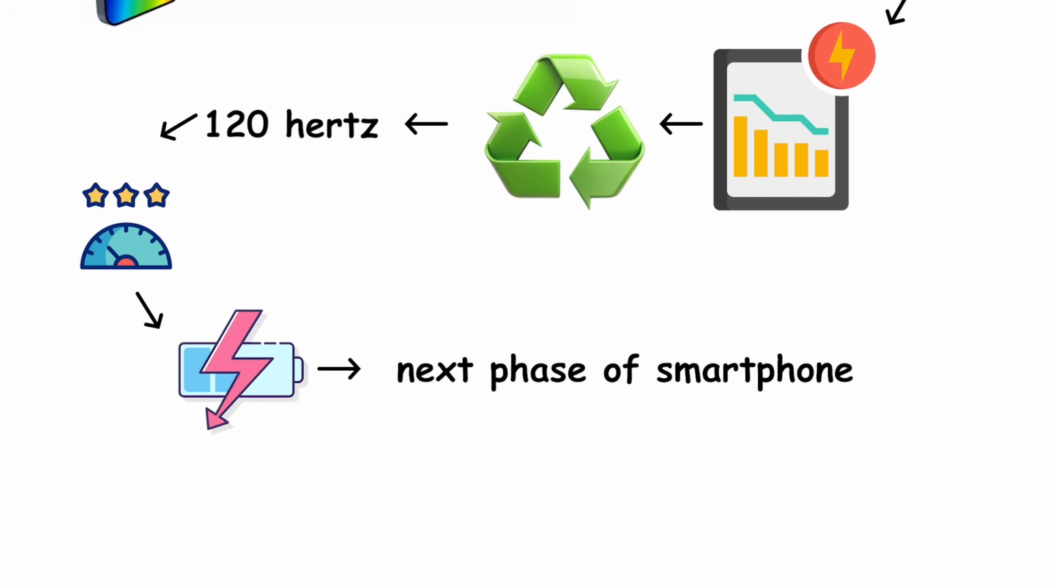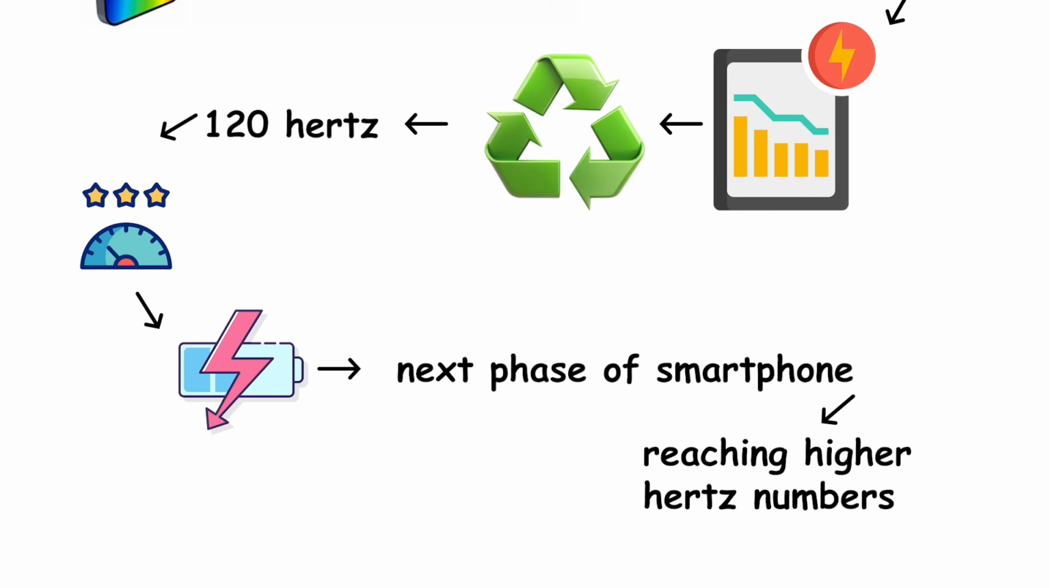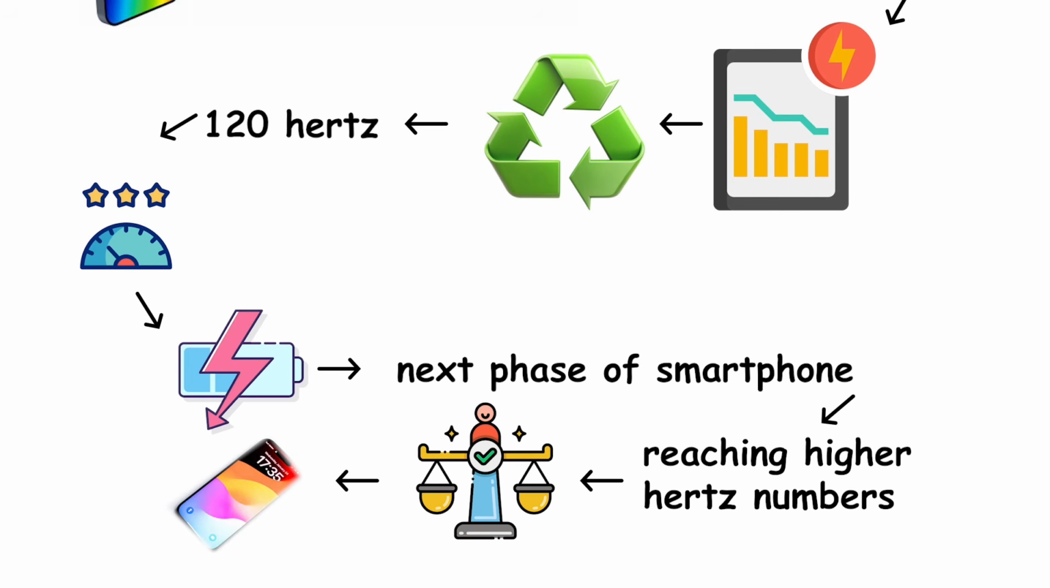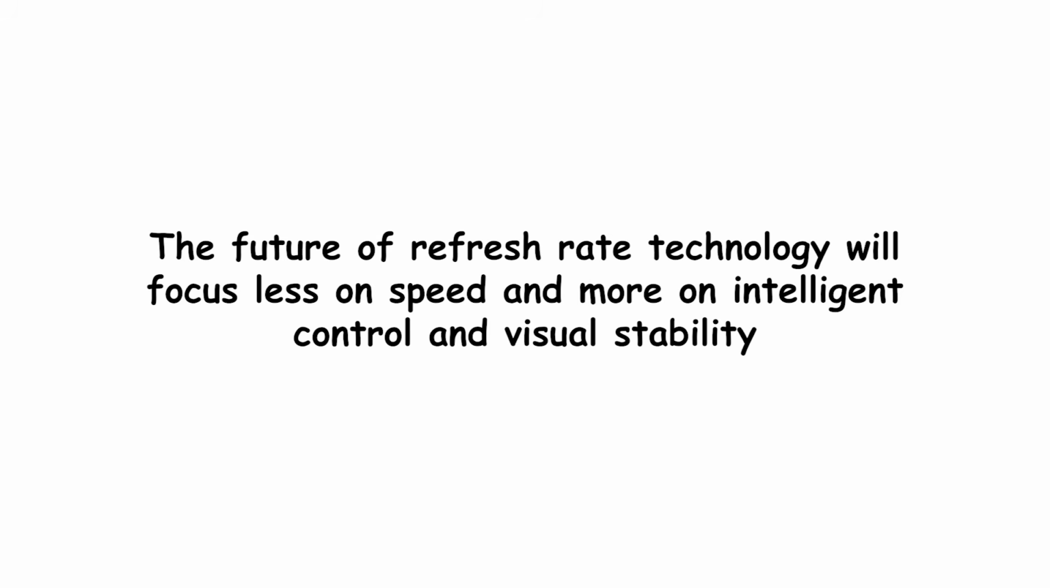Ultimately, the next phase of smartphone display design is not about reaching higher Hertz numbers, but about achieving perfectly balanced screens that remain sharp, responsive, and efficient under every condition. The future of refresh rate technology will focus less on speed and more on intelligent control and visual stability.